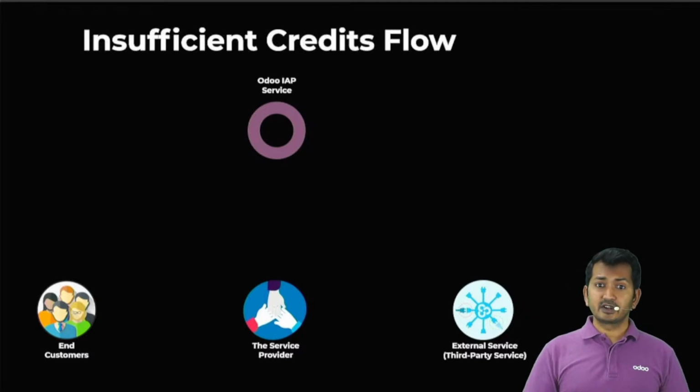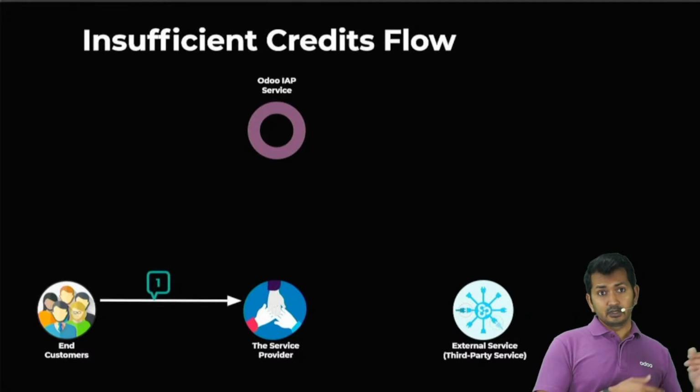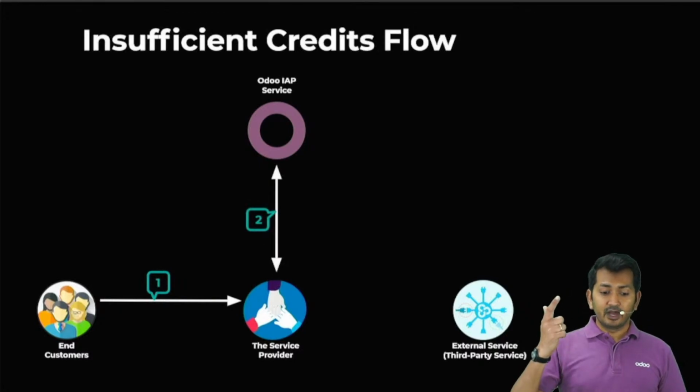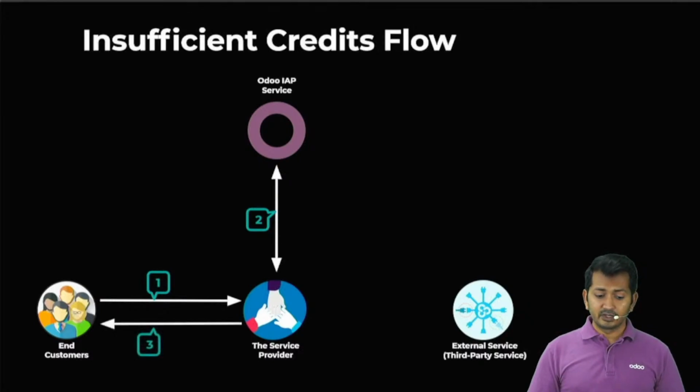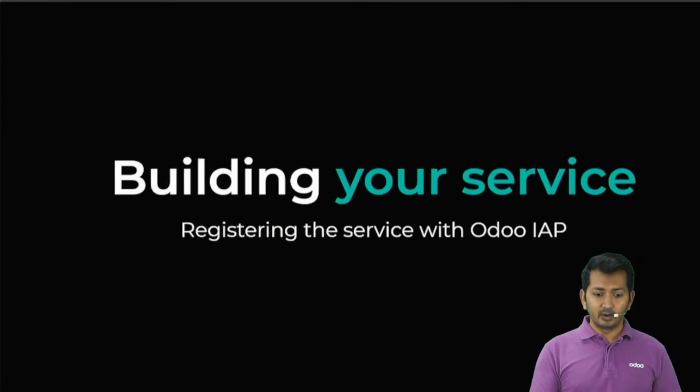And this is the insufficient credit flow, where the customer does not have credit or hasn't signed up for the services. So of course the client will make an API call to the vendor server. The vendor server will check with the IAP server, hey, does this user have sufficient credit or not. If they do not have sufficient credit, then it will reply back to the client saying that you do not have sufficient credit, and that in turn will redirect the user to the IAP services and let the user buy services or add credit, whatever credit they would like to add.